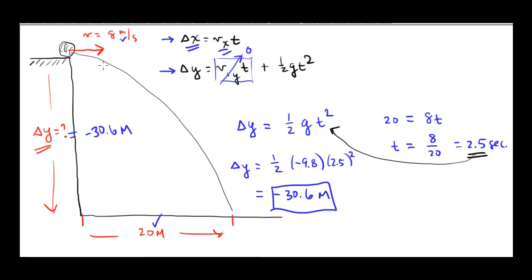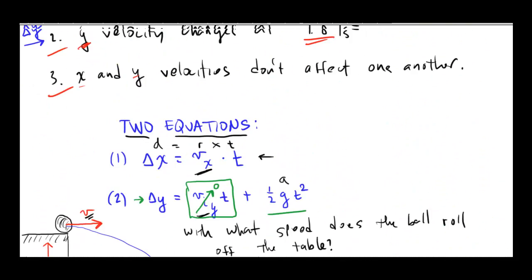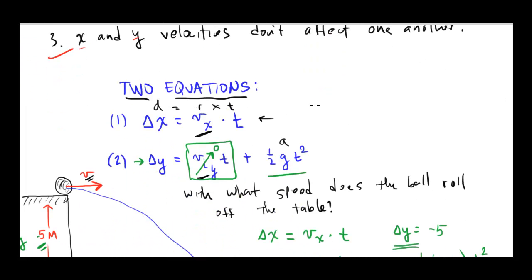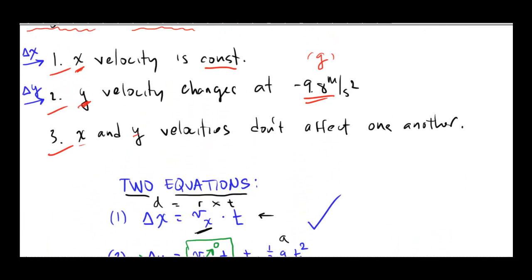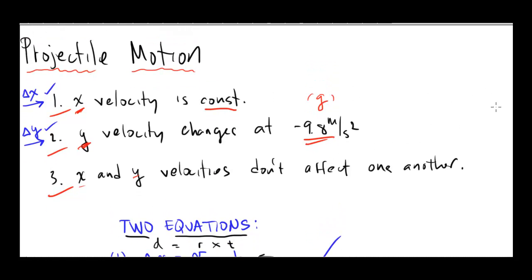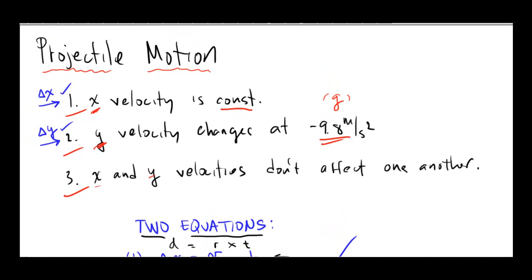Okay, so those are two sample problems where we use our two equations. Here are our two equations, 1 and 2. We're going to be using these a lot this chapter. We use these two equations right here to solve a variety of problems. And the equations just come out of these two rules for projectile motion. Okay, hopefully that made sense. I'm going to post this video and give you a couple practice problems that you can work on for next class.